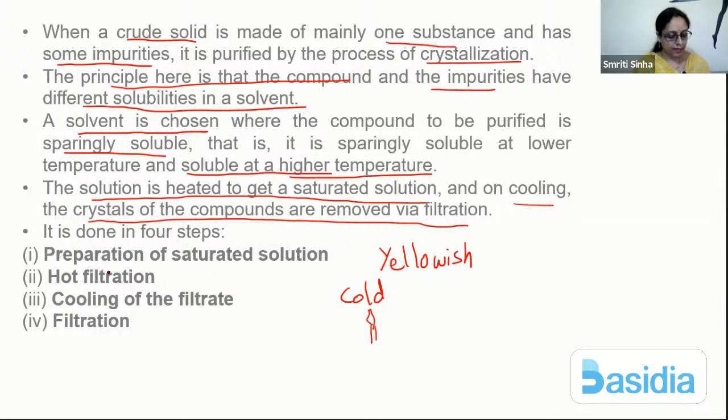So I will tell you the technique. I hope you will understand by seeing the diagram. In this crystallization technique, generally there are 4 steps. The first one is preparation of saturated solution. Second is hot filtration. Third is cooling of filtrate, and fourth is filtration.